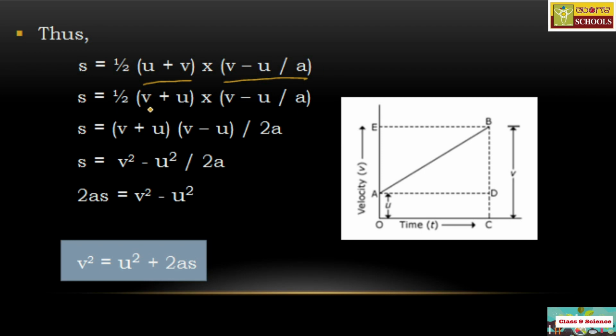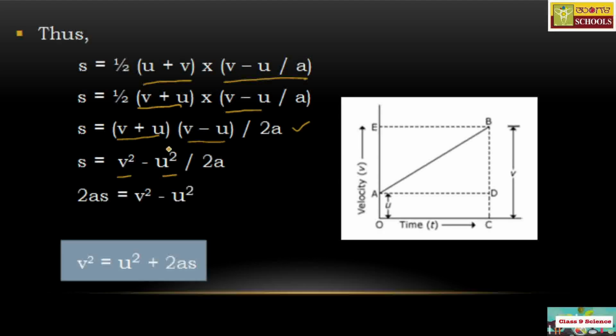So what you are getting? On one side v plus u, on the other side v minus u, and the whole thing is divided by a. The 2 is already in the denominator, so you can multiply 2 into a, and hence you are getting this step. So v plus u into v minus u is equal to v square minus u square.